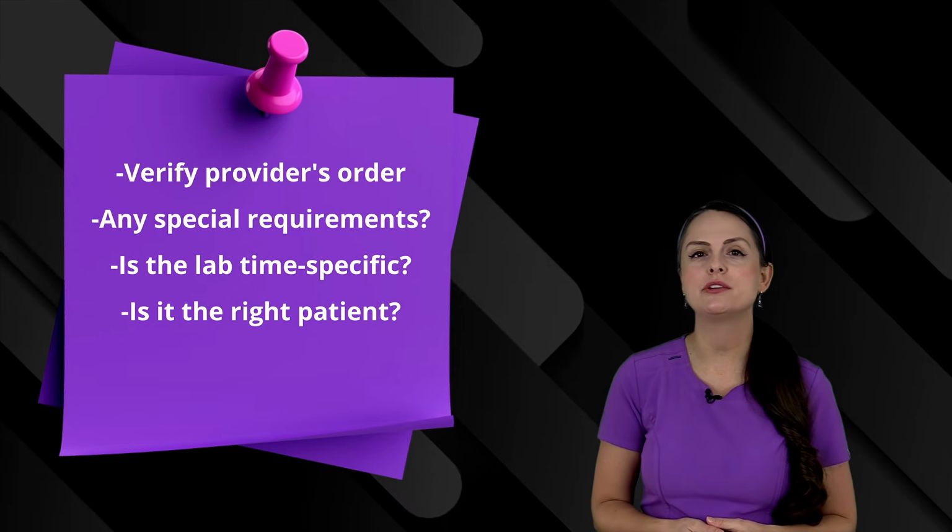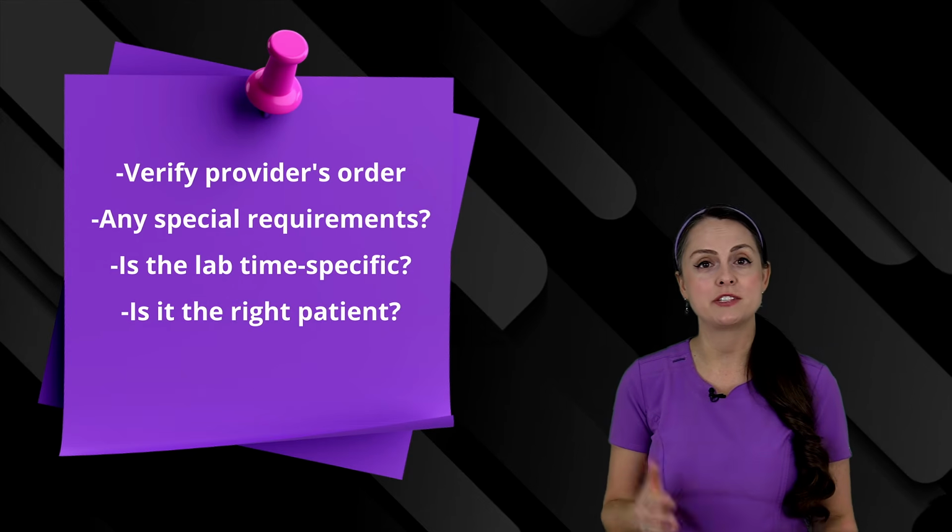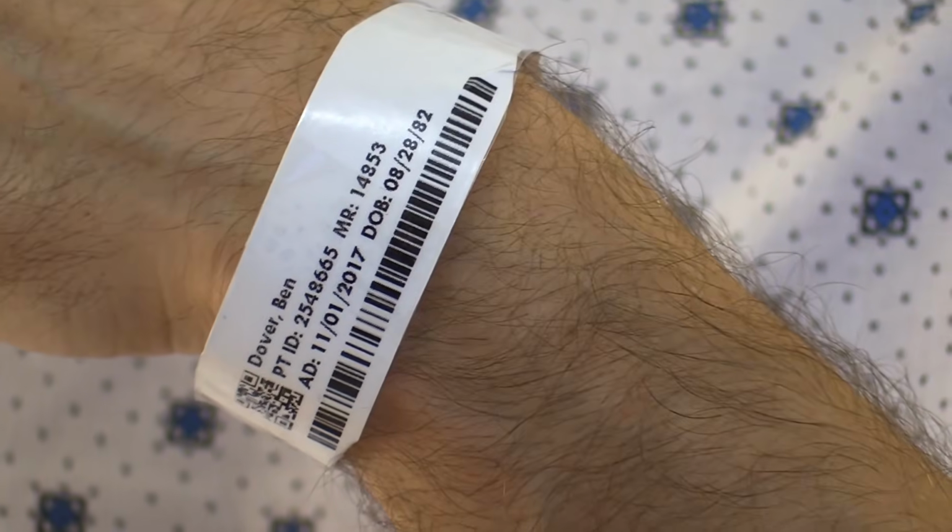Then you want to make sure that you have the right patient per your facility's protocol. And this is usually through using at least 2 patient identifiers, so the patient's full name and their date of birth. And you're going to have the patient state that information back to you. Then you're going to compare that information to their armband.